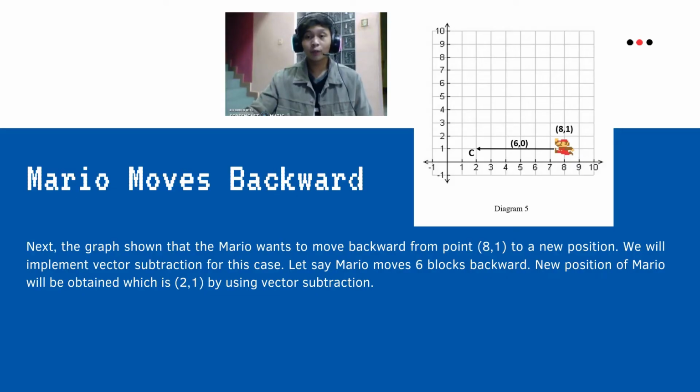As a result, Mario moves backward. Based on the graph, it shows that Mario wants to move backward from point 8, 1 to a new position. We implemented vector subtraction for this case. Let's say Mario wants to move 6 blocks away from his old position. New position will be obtained, which is 2, 1, by using vector subtraction. The calculation will be shown at the next slide.